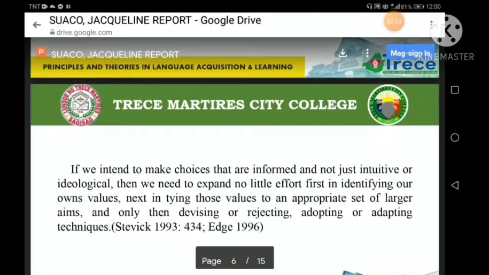Next. If we intend to make choices that are informed and not just intuitive or ideological, then we need to expend a little effort first in identifying our own values. Next, in tying those values to an appropriate set of larger aims. And only then devising or rejecting, adapting, or adopting techniques.